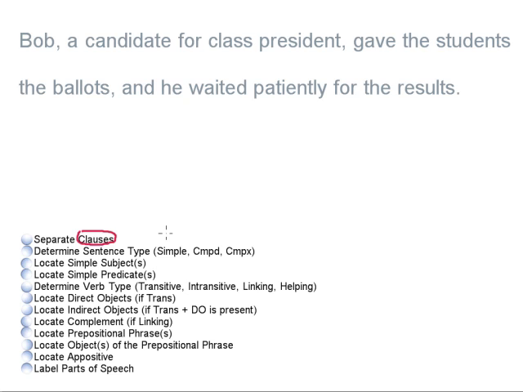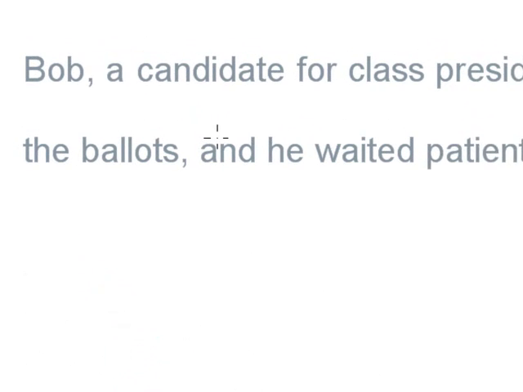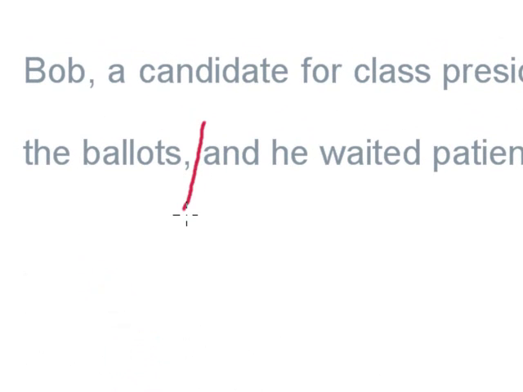We need to be able to separate the clauses in this sentence, but the first thing I suggest doing is reading the sentence. Bob, a candidate for class president, gave the students the ballots, and he waited patiently for the results. So I can tell that we have Bob, he's giving the students the ballots, and then he is waiting patiently for the results. I can tell that this is probably where one clause ends and the next clause begins.